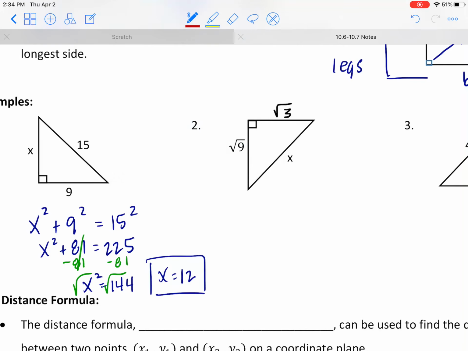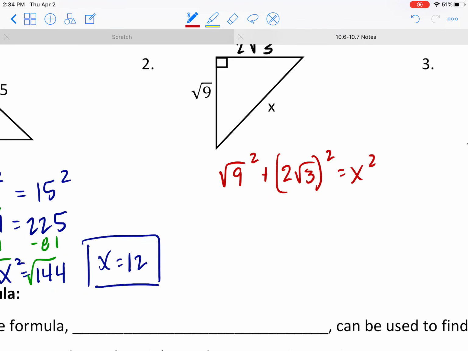So if I wanted to call this A, this B, and this C, or this B and this A and the other one C, it doesn't matter, the legs are interchangeable. So we could say here that the square root of 9 squared plus the square root of 3, let's make it 2 square root of 3, just so I can show you how to handle that. 2 square root of 3 squared has to equal x squared. So the square root of 9 squared, that should be intuitive. Square and square root are going to cancel, going to give you 9, right?